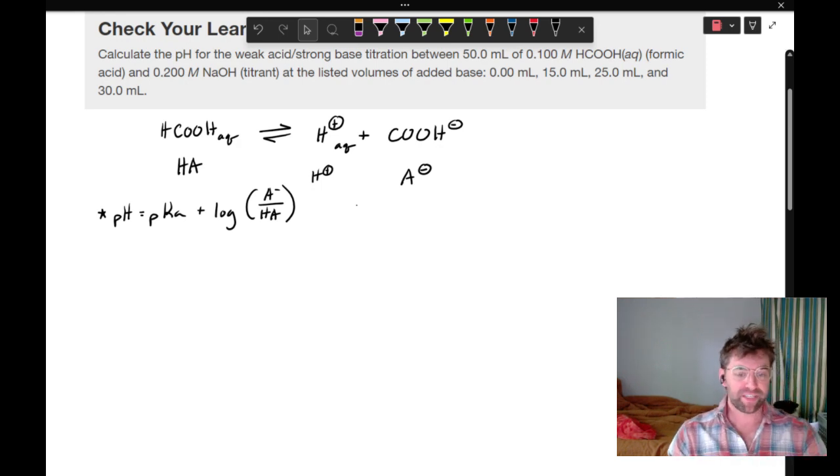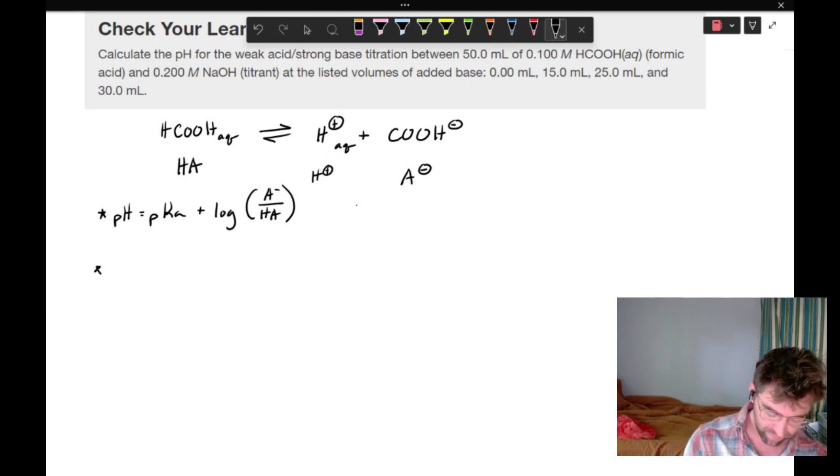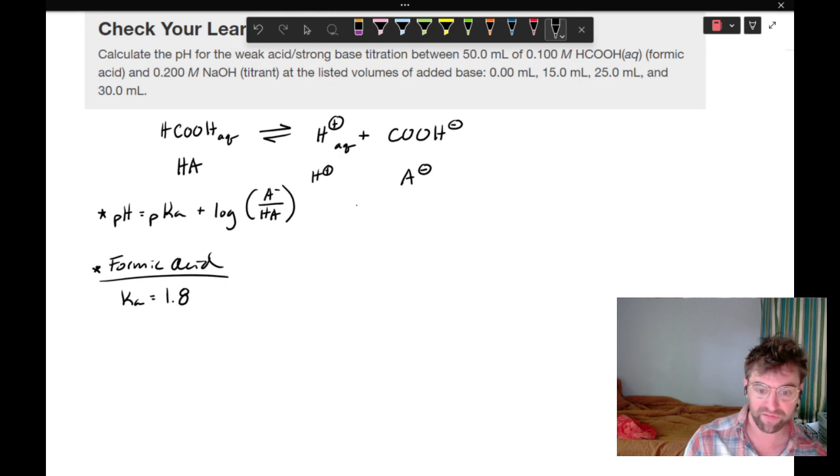There's some other information that we need before we can really start answering these questions. For formic acid, we need to look up the Ka value. This is the ionization constant for formic acid. This is just a tabulated value. You have to look it up. It's 1.8 times 10 to the negative 4.